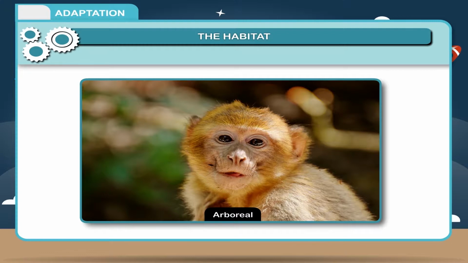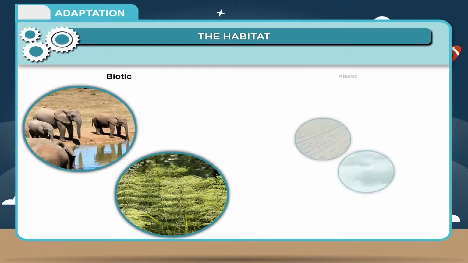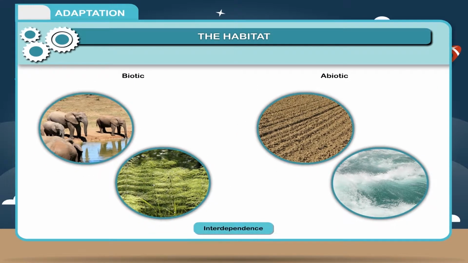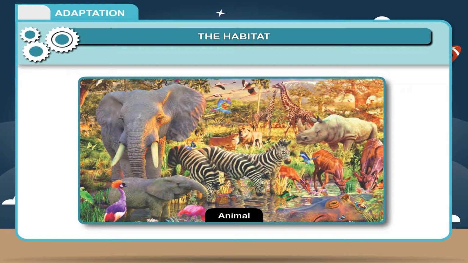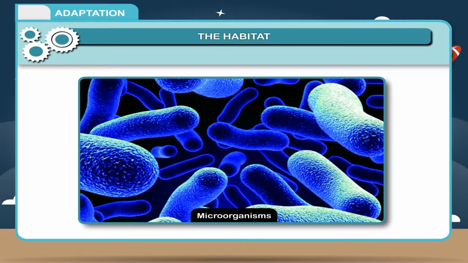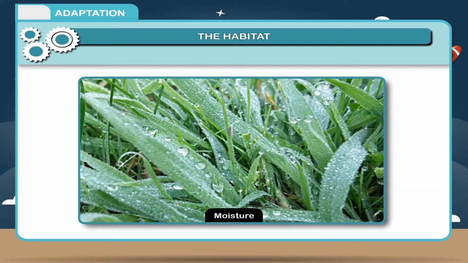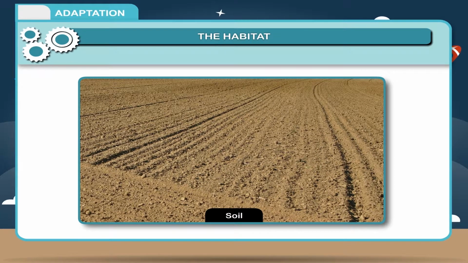In any habitat, all living forms interact with each other and with their surroundings. This interaction of biotic and abiotic components is also called interdependence. The existence of plants, animals, and microorganisms is influenced by light, temperature, moisture, air, water, and soil in different ways.